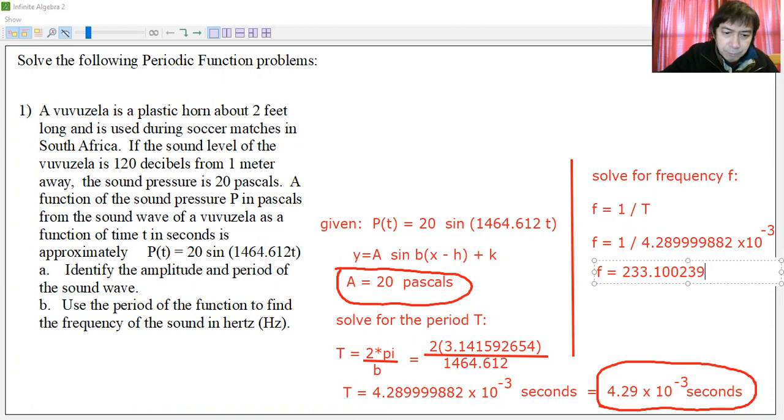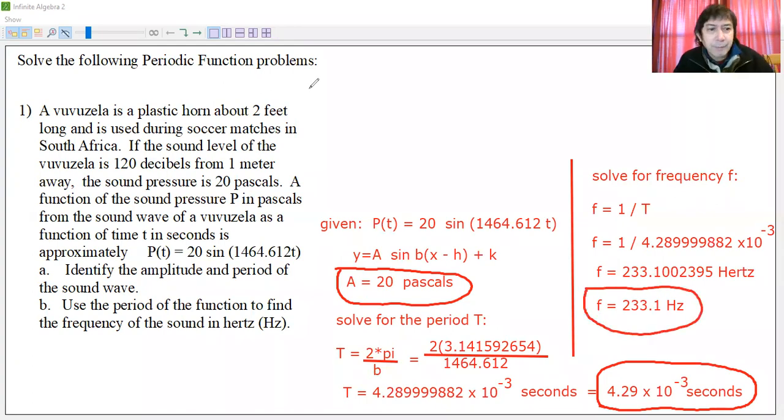233.1002395. And this will be hertz, okay? The unit of frequency there. And we can round this to 233.1, and abbreviate the unit there, okay? And so this will be our final answer there. So this answers A and B: 20 pascals, and then 4.29 times 10 to the negative 3 seconds, and then 233.1 hertz. And we can check the answer from the computer.